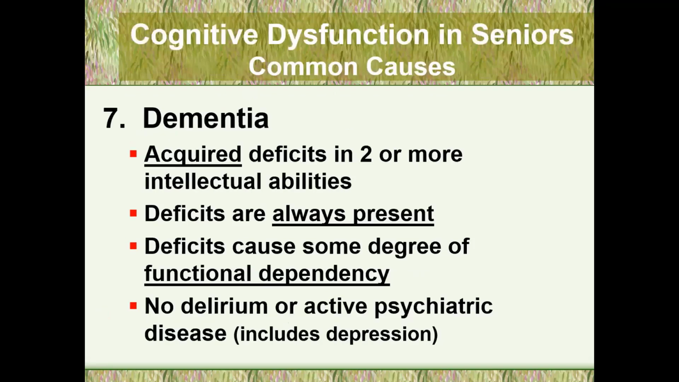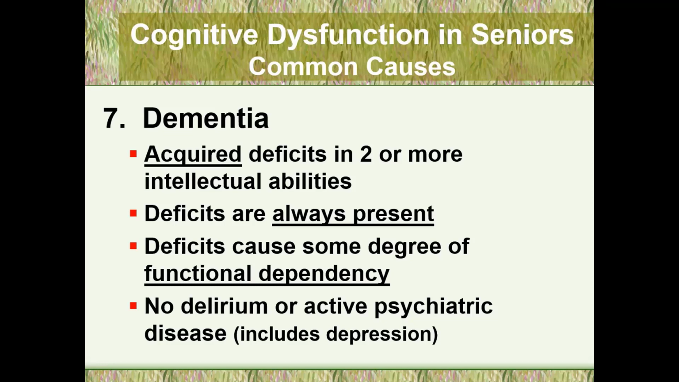So we finally come to the 7th of the 7 common causes of cognitive dysfunction, and this is dementia. I really want to stress to you that dementia is one of several potential causes of cognitive dysfunction, and you cannot make a diagnosis of dementia unless you've excluded the other 6 above. So what you see on this slide are the diagnostic criteria for a diagnosis of dementia. The patient has to have acquired deficits in 2 or more intellectual abilities. And you'll remember a few slides ago, I showed you those key intellectual abilities.